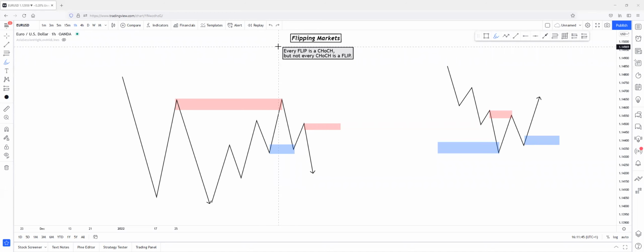What did I mean by every flip is a change of character, but not every change of character is a flip? As you can see, a demand to supply flip also changes character here. It changes character to the downside. But a simple change of character does not flip anything. Let's say price reacts on this supply zone, it breaks through the last zone, but it doesn't react on that last zone, so it does not flip anything. It just simply changed the character. So once again, every flip is a change of character, but not every change of character is a flip.